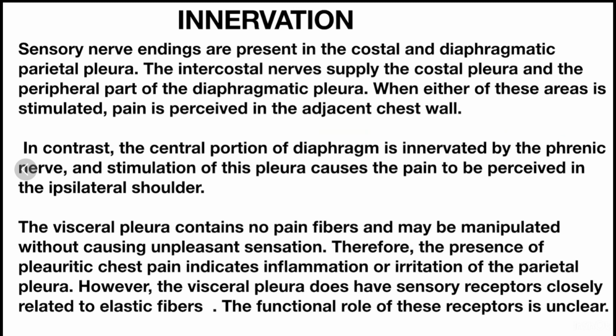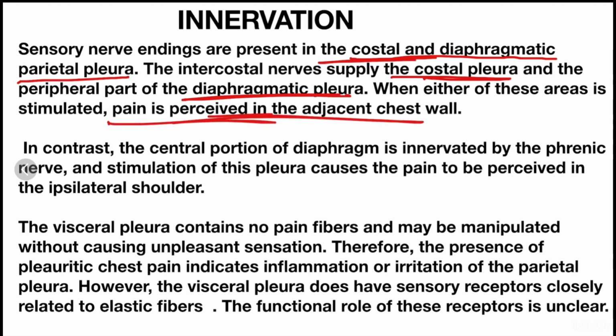Now, what is the innervation of the pleura? Sensory nerve endings are present in the costal and diaphragmatic parietal pleura. Very, very important. So they are present in the costal and diaphragmatic parietal pleura. The intercostal nerves supply the costal pleura and the peripheral part of the diaphragmatic pleura. So intercostal nerves supply both the peripheral part of the diaphragmatic pleura and the costal pleura. When either of these areas is stimulated, pain is perceived in the adjacent chest wall.